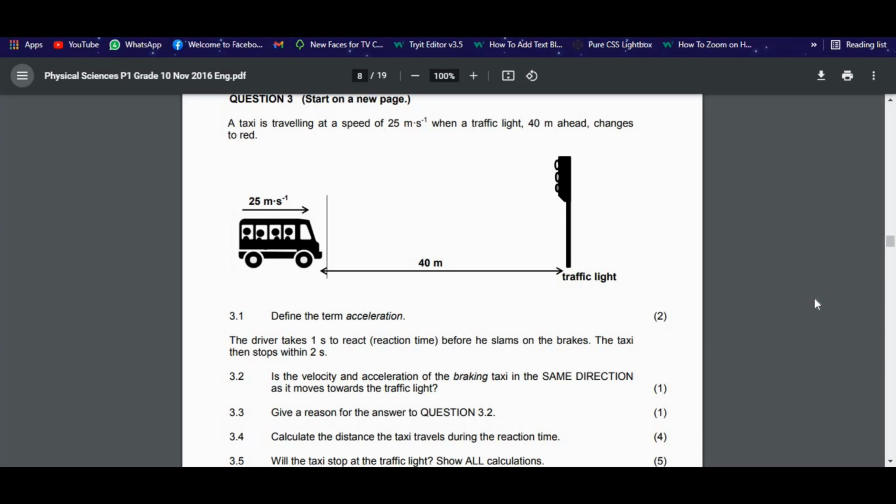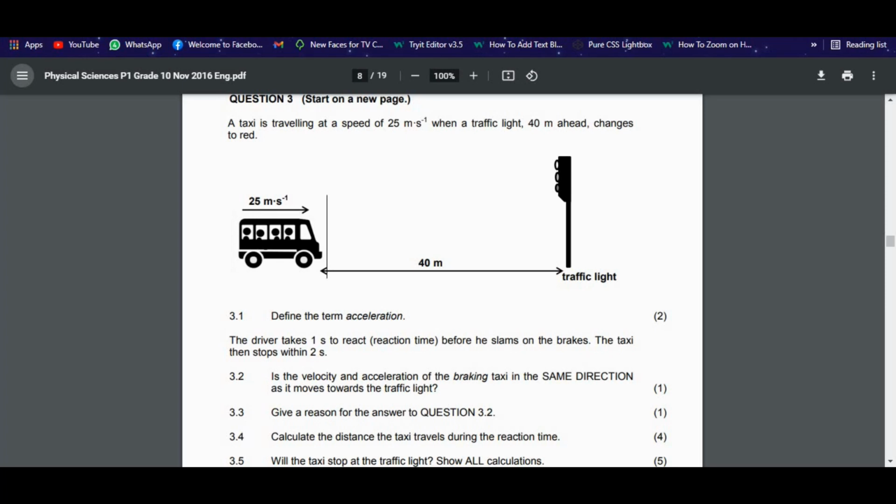Let's focus on 3.2 onwards. The driver takes 1 second to react. In other words, that's his reaction time before he slams the brakes. The taxi then stops within 2 seconds. 3.2 is the velocity and acceleration of the braking taxi in the same direction as it moves towards the traffic light. That's just a yes or no answer. Give a reason for 3.2 and 3.3.